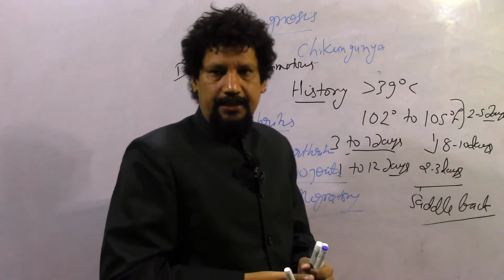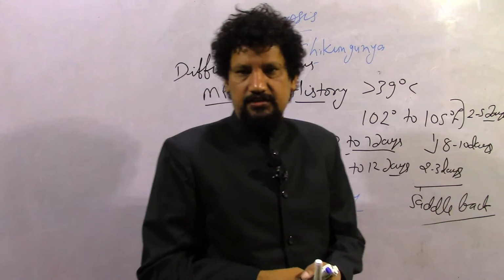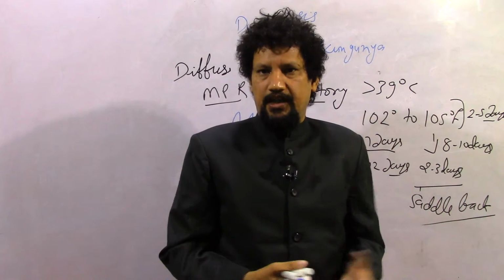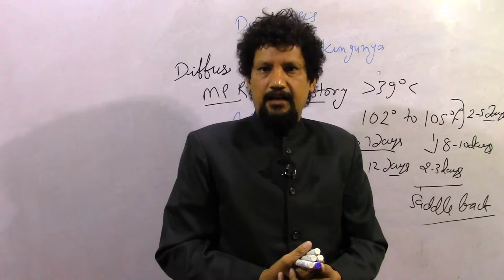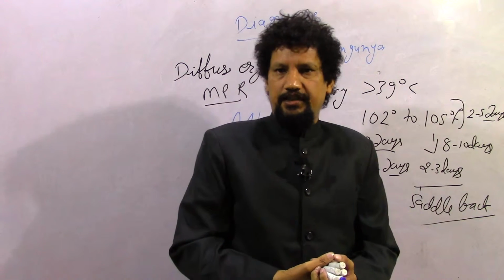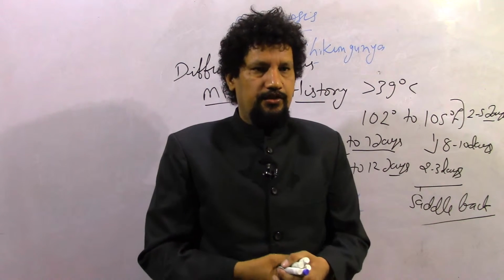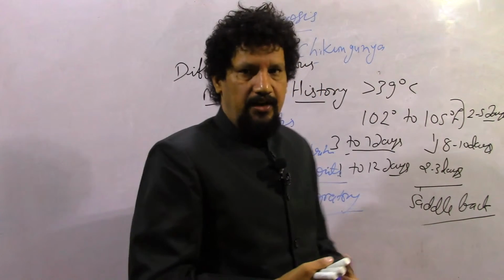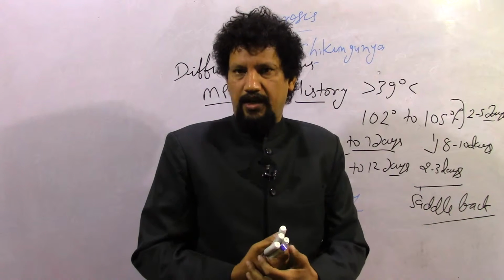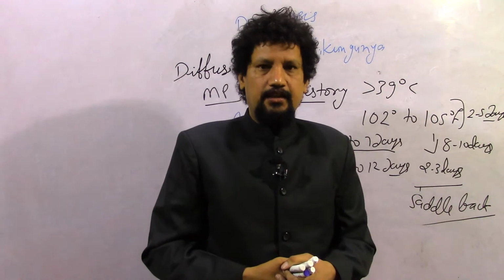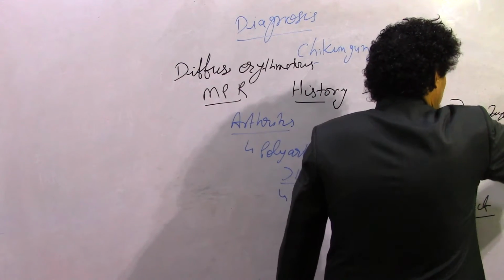There may be some rare neurological complications also, like the encephalitis, which is demyelinating type of encephalitis, Guillain-Barré syndrome, which is ascending type of symmetrical paralysis due to demyelination of the neurons in the peripheral nervous system. There may be multiple sclerosis also, but these are very, very rare complications of the chikungunya virus infection. There may be myelitis also.